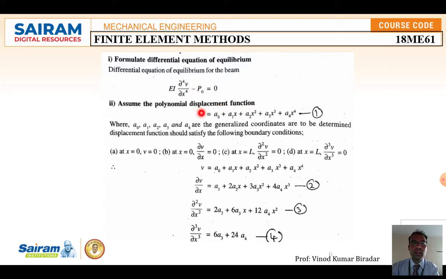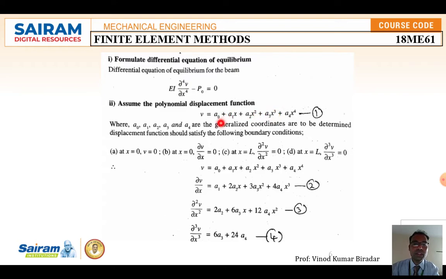That is, u is equal to, or v is equal to, a naught plus a1x plus a2x square plus a3x cube plus a4x to the power of 4. So this is the polynomial displacement function. Give it equation number 1. We want the d to the power of 4 value. If you differentiate up to 4 times, we are going to get this value. Because of that reason, we are going to assume this equation.